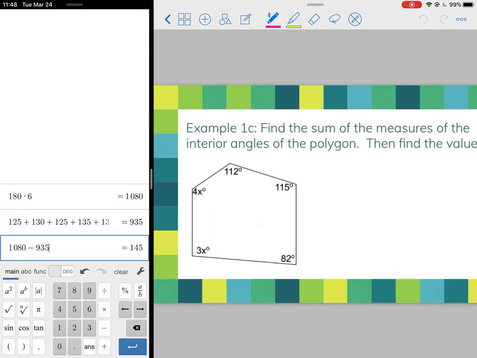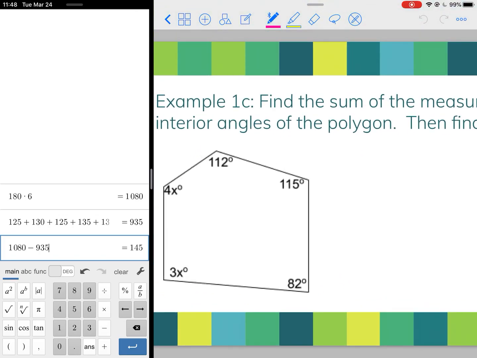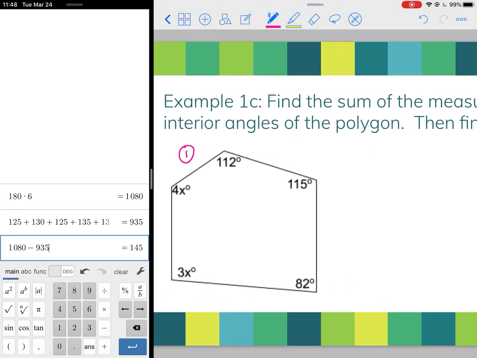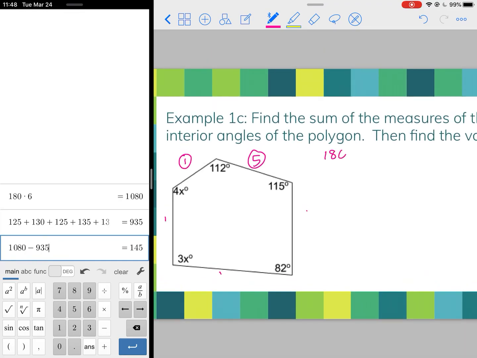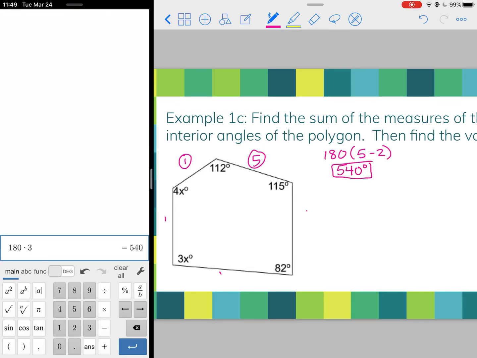So again, same directions. First we have to find the angle sum. This figure has 5 sides. When I plug that into the formula, I do 180 times 5 minus 2, which is 3. So I'm going to do 180 times 3, which is 540. So the interior angle sum of this figure is 540 degrees.